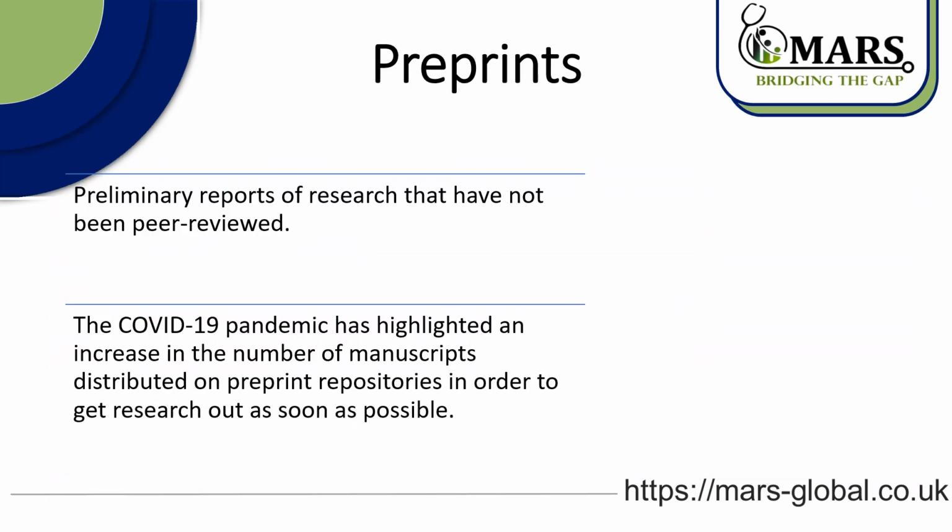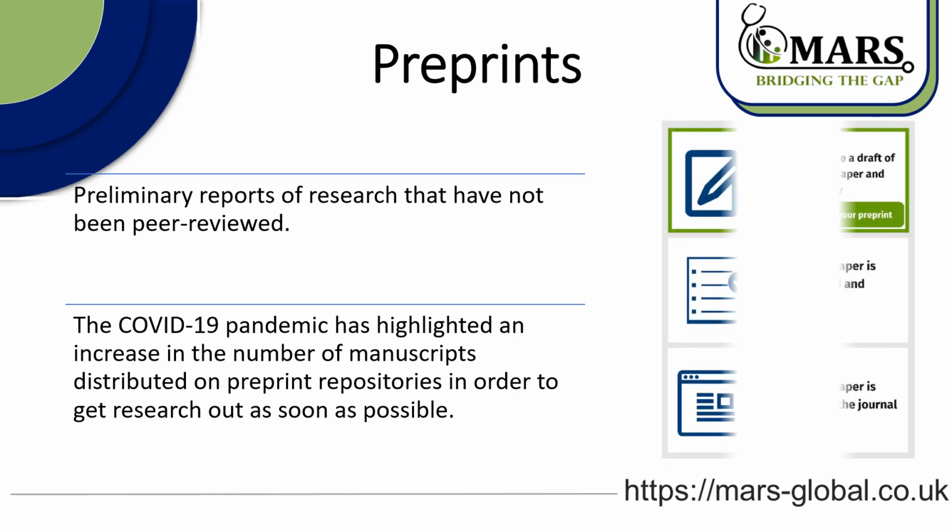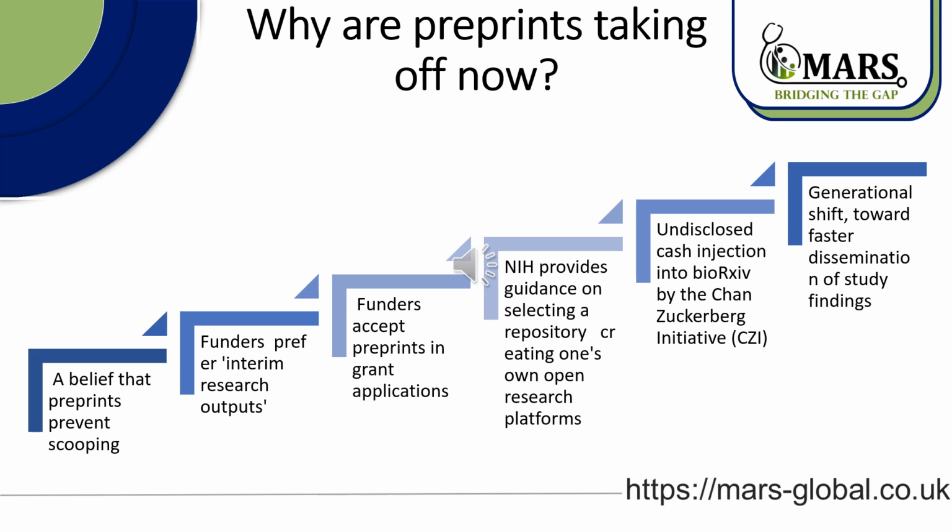A preprint is a preliminary report of research that has not been peer-reviewed. The COVID-19 pandemic has highlighted an increase in the number of manuscripts distributed on preprint repositories in order to get research out as soon as possible. The use of preprints expanded in the last decade due to the belief that preprints prevent scooping. Funders prefer interim research output and accept preprints in grant applications.